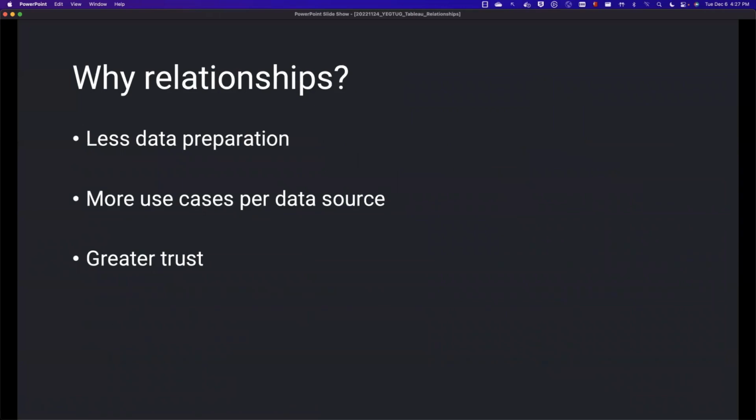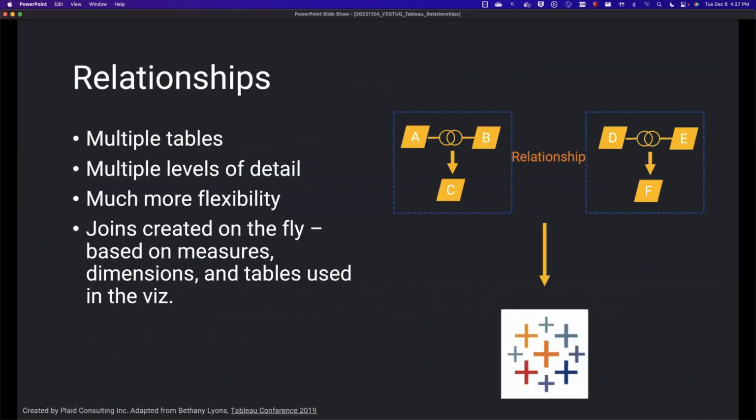You might want to consider relationships because there's less data preparation and you can use them to answer more questions per data source. You can also combine different levels of granularity, which is what we're looking at today. And this can help promote greater trust in your data because there's different ways to put it together and you're less likely to run into challenges around aggregation or loss of data. So relationships allow you to bring together multiple tables at multiple levels of detail.